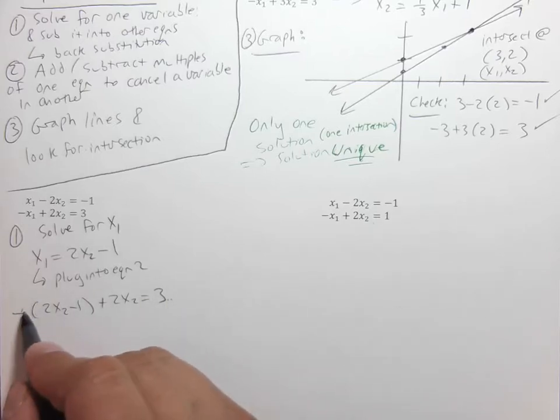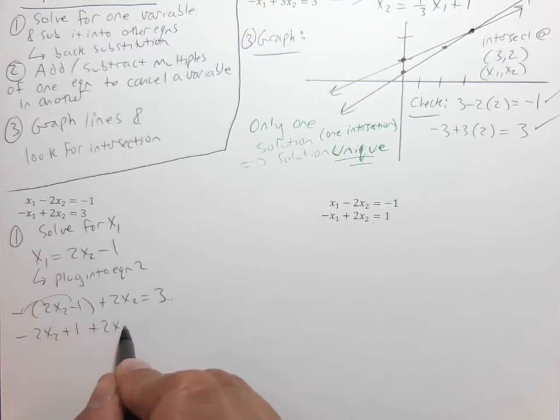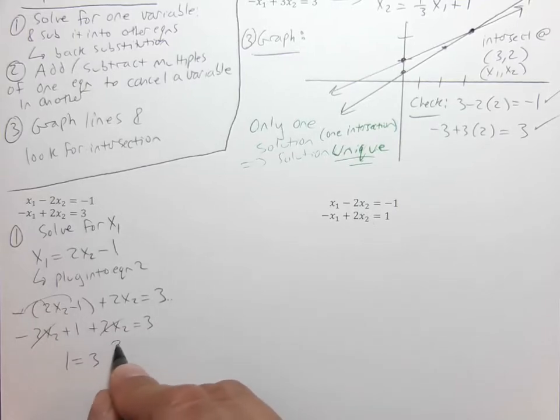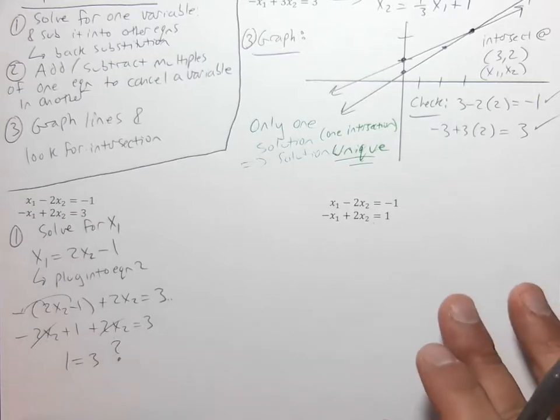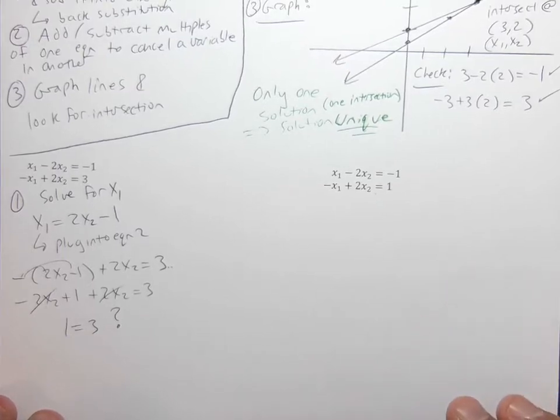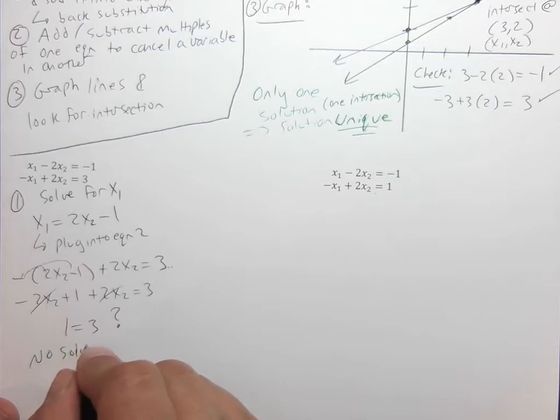So we distribute the negative 1 through here, and we get minus 2x2 plus 1 plus 2x2 equals 3. Oh, but look what happened. Minus 2x2 plus 2x2, those things cancel, and we get 1 equals 3. Huh? That's kind of weird. What do you think happened there? Well, we ended up with something that doesn't make sense. 1 equals 3. That's just not true. And so that's telling us we have no solution to this system.